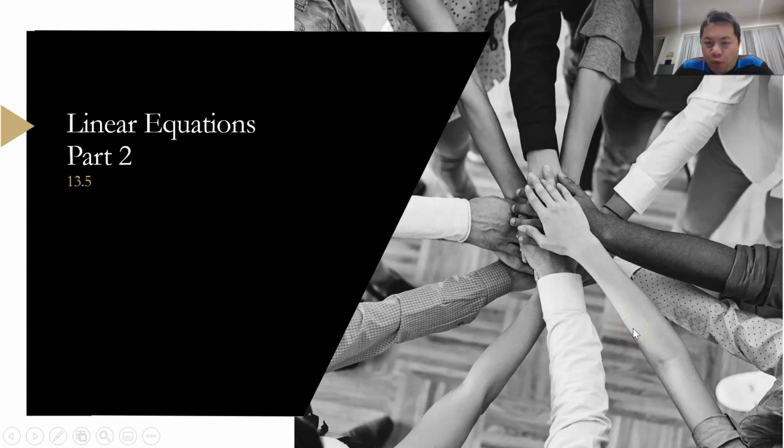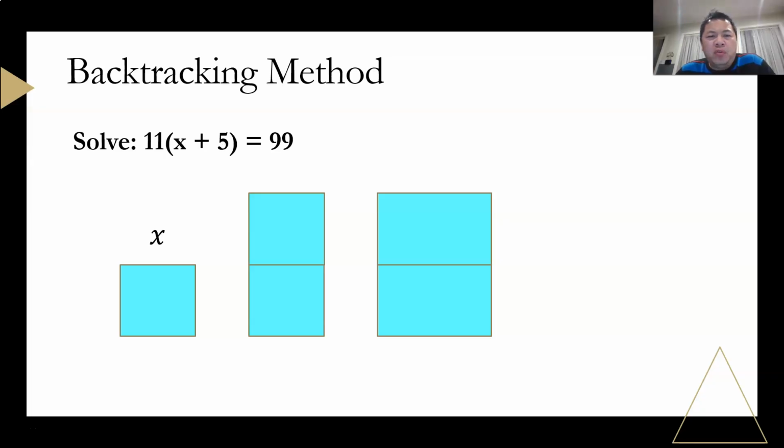Okay, gaining momentum, moving on to linear equation part 2. So definitely I'm going to use quite a fair bit of the step method in solving problems today. The technique that we are using is called backtracking. So how do we use backtracking for this case?